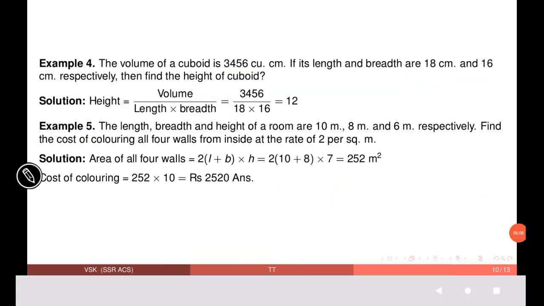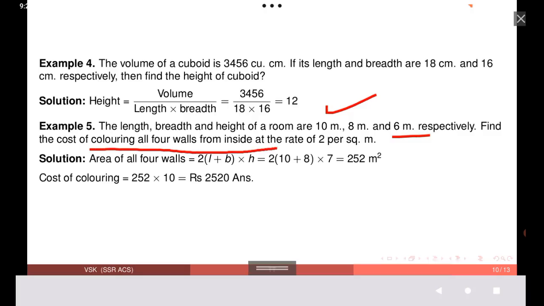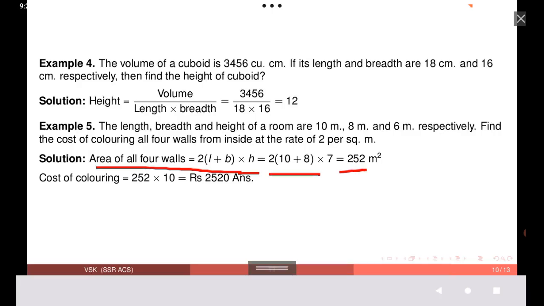And the next question, the length, breadth and height of a room is 10 meter, 8 meter and 6 meter respectively. Find the cost of coloring all 4 walls from inside at the rate of 2 per square meter. It should be 10 per square meter. So for that we'll have to find the area of all 4 walls, and that will be given by 2 times (L plus B) into H. So putting the values over here, 2 times (10 plus 8) into 7, we'll get 252.